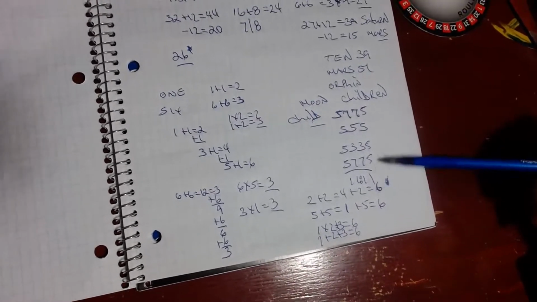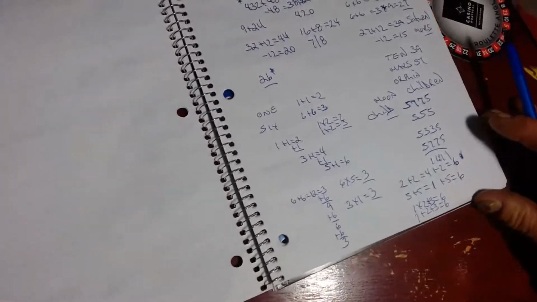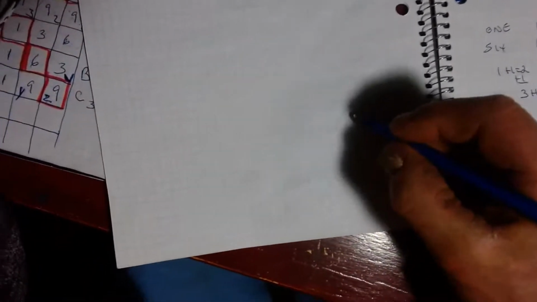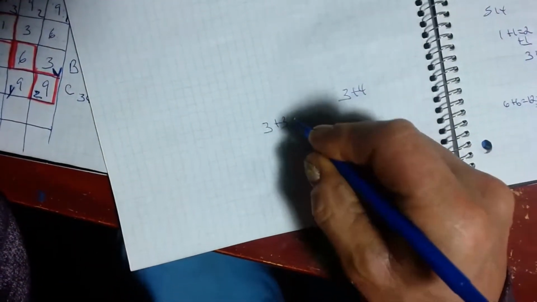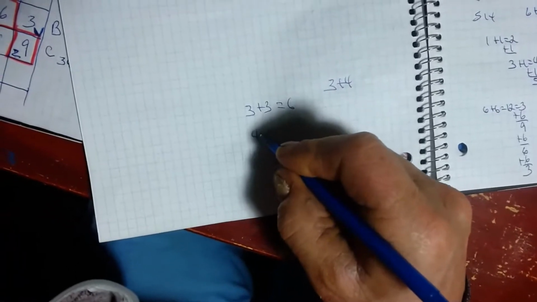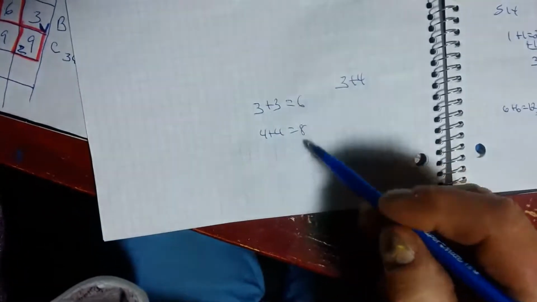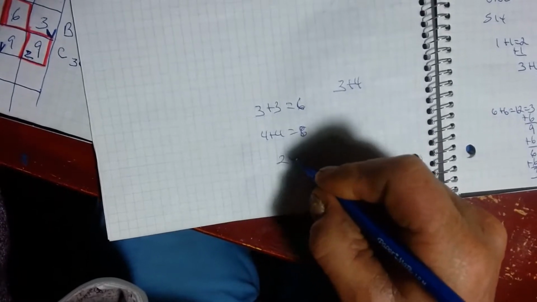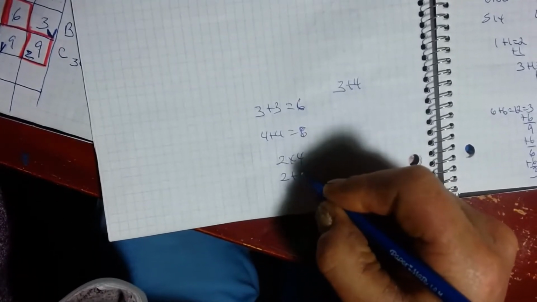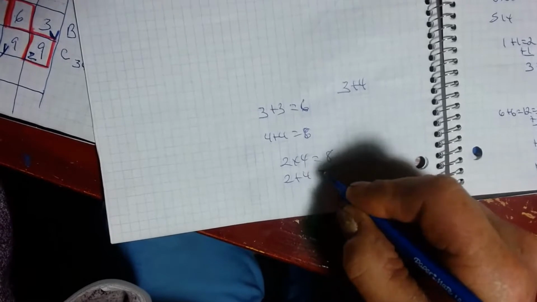Am I pulling this out of my hat? I don't know. Let's check the third one. The third one would be 3 and 4. Okay, and I'm just trying to look at 3 and 4. So 3 and 3 equals 6. 4 and 4 equals 8. Now this, I already know, is 2 times 4, 2 plus 4 equals 8 equals 6.